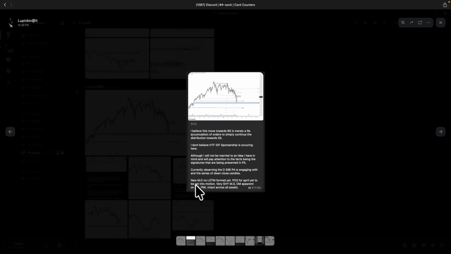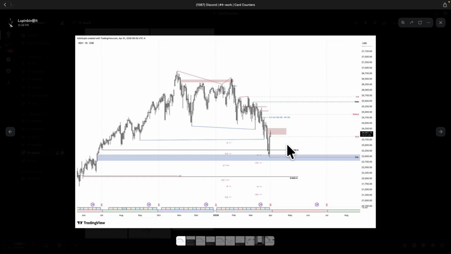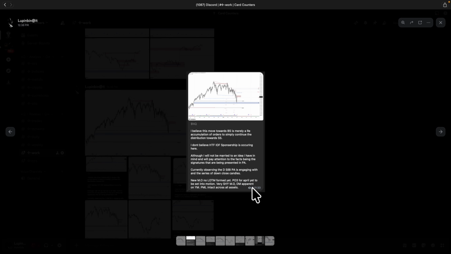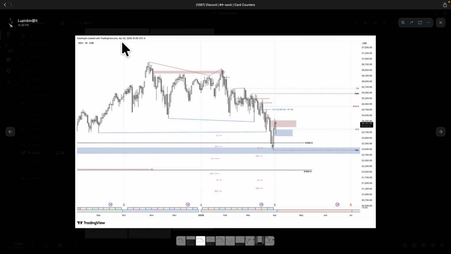So then I went on to mention new monthly opening, no low of the month formed yet, power of 3 for April yet to be set into motion, very shy price action around the monthly opening. So that devil's mark, we're not having deliverance under that monthly opening, and then devil's mark is apparent on YM, and then previous month low was intact across all assets, so none of the assets engaged with the previous month low. And then we have the next day, so this would be April the 2nd.